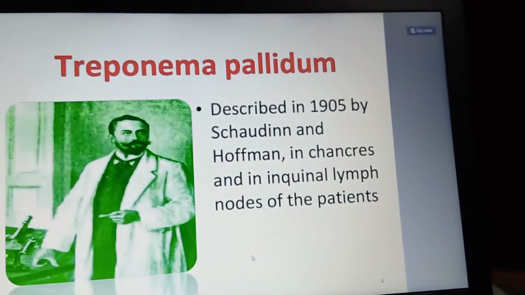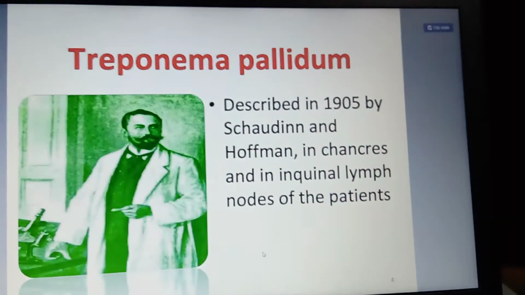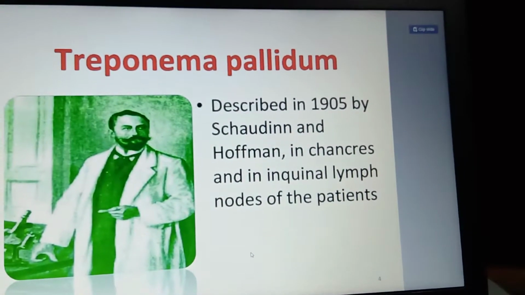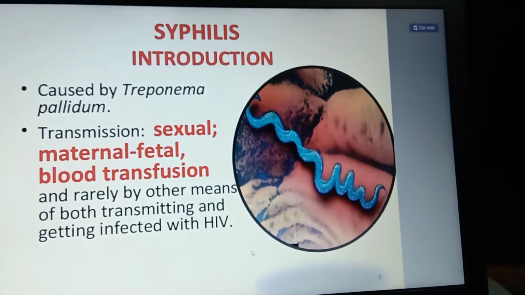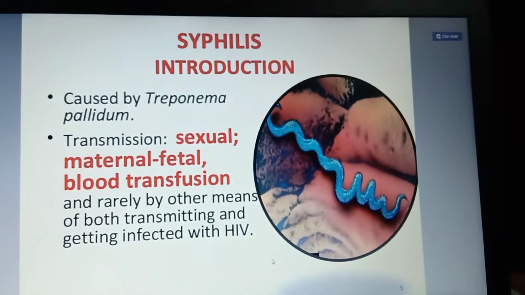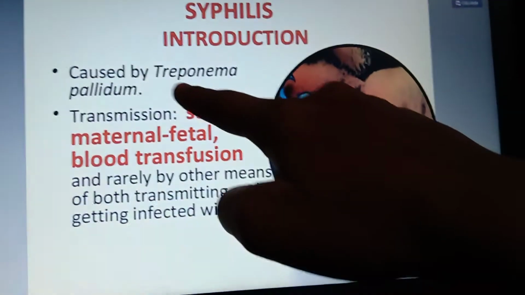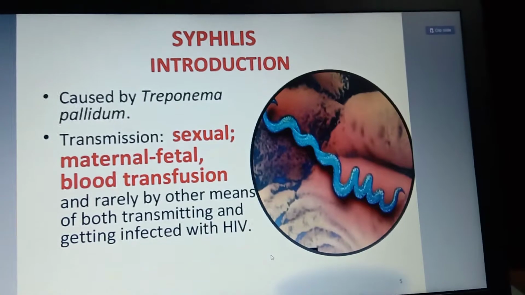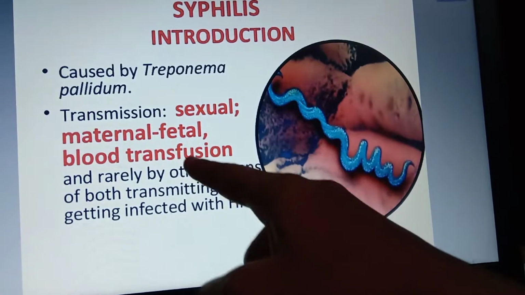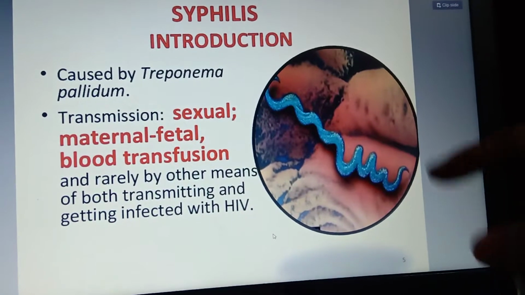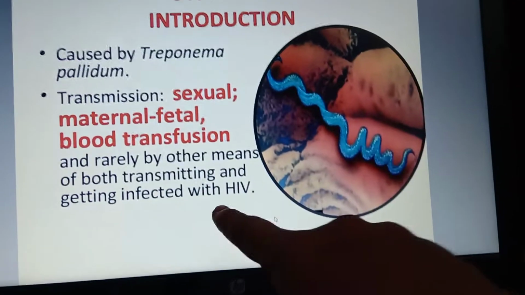It is a bacterium, which is found in syphilis. Syphilis is a sexually transmitted disease caused by Treponema pallidum. It is transmitted by sexual contact, from the mother to the fetus, or through blood transfusion. Both transmitted and getting infected with HIV can occur.